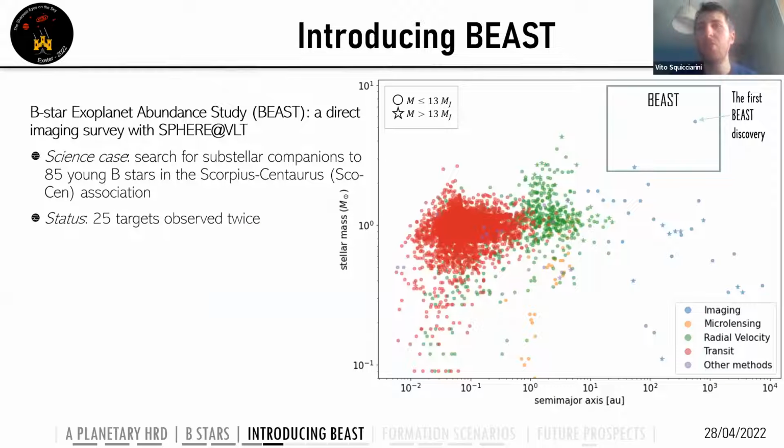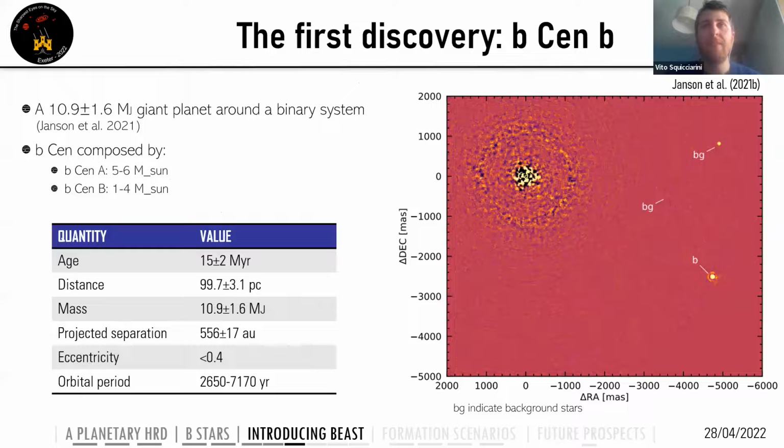We are at about a third of the survey, but we already have some interesting results. Going back to the previous plot, you can see that the sensitivity window of BEAST has just one known exoplanet there, which is actually the first BEAST discovery. So it's really probing a new part of this diagram. And this planet is b Centauri b.